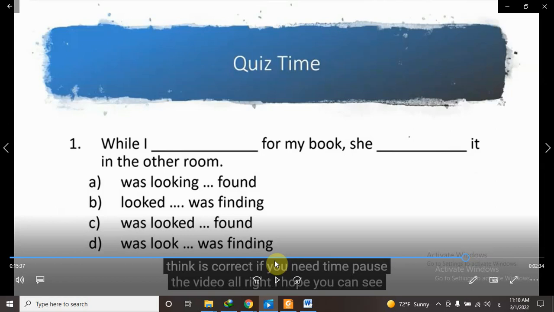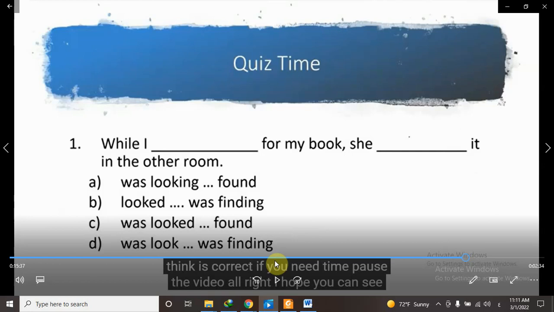Whereas was looked, if we accept it, would be in the past passive voice. Although the verb look cannot be in the passive voice, this is the structure of the passive voice. The last one, D, we don't have such a thing. Never ever in English. So the first one you are going to delete from your choices is D, because was look is not found in the English language.